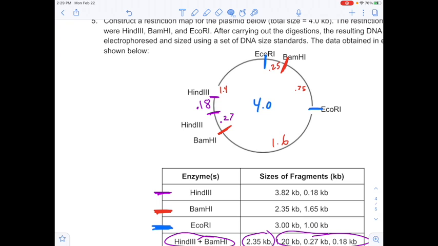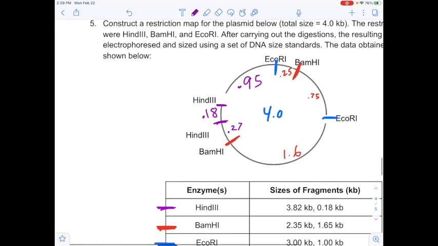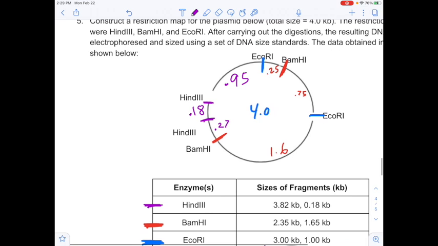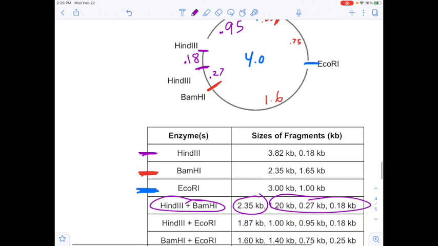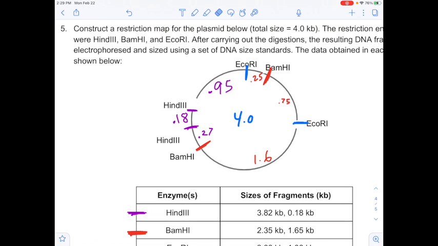And then we have to kind of redo this. This 1.4 is no longer a 1.4. It's 1.4 minus 0.18 and minus 0.27. So that's now a 0.95 here between those two cuts. And then if we do that, gosh, I think all the numbers are on there. I think it works out, and I think that's the solution to it. That the HindIII cuts are between this and that section there.